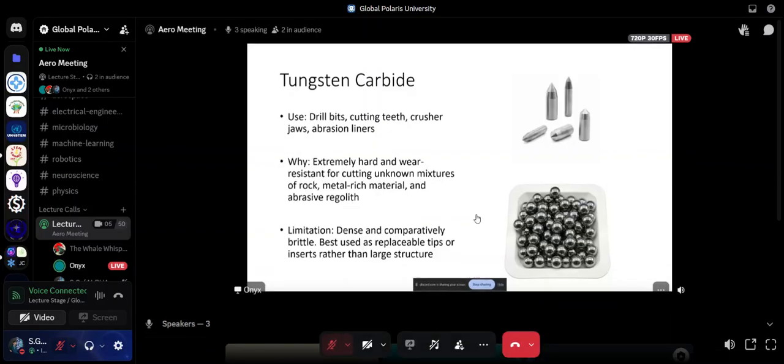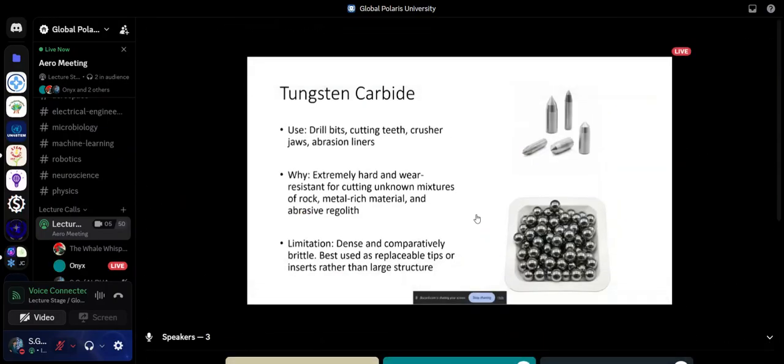Now, why do we choose this? Well, it's extremely hard and relatively wear resistant for regolith, all types of rocks, even metal rich deposits in the asteroid. Now, there's a big limitation, very similar to tungsten in general: compared to other materials, tungsten is very dense and it's very brittle.